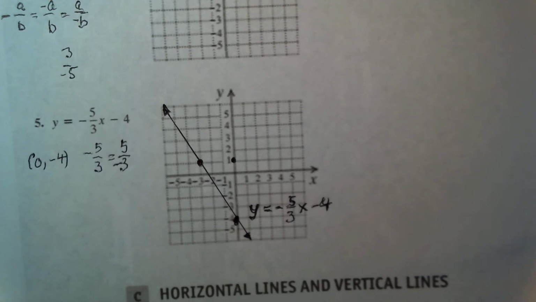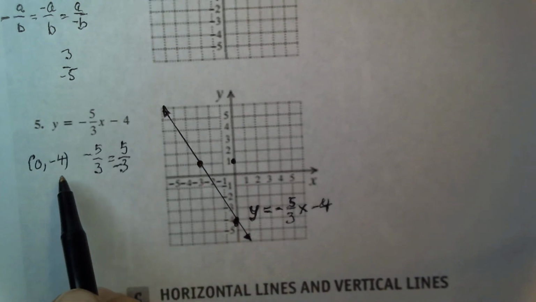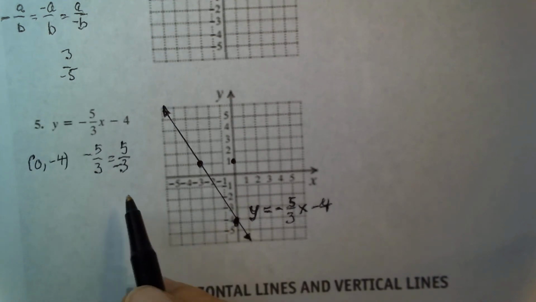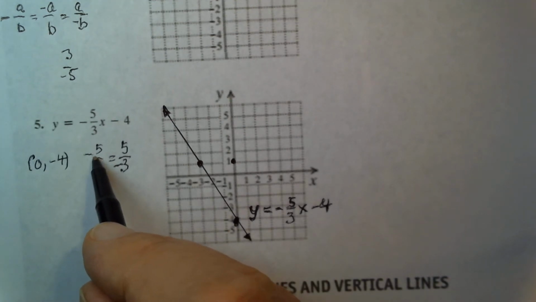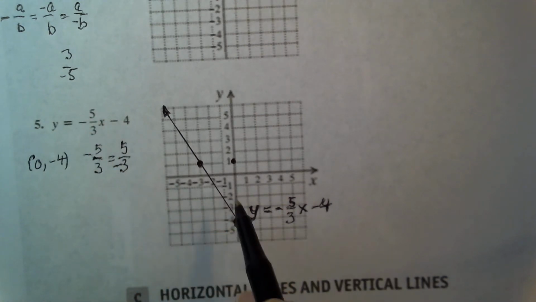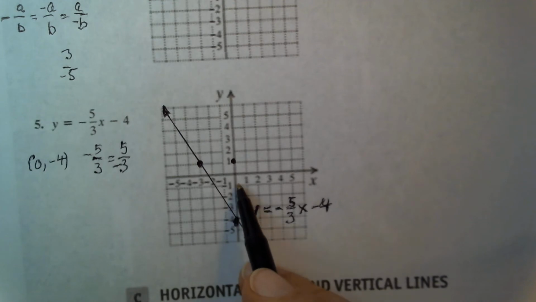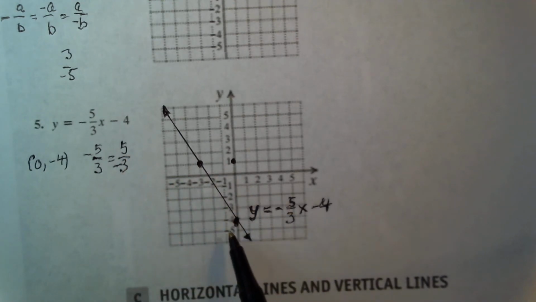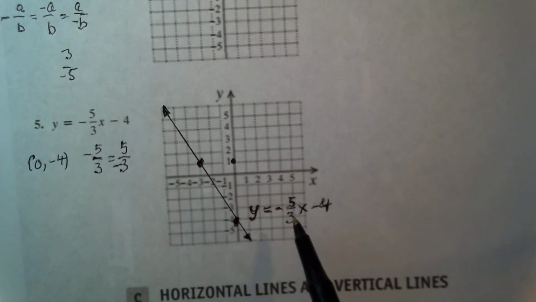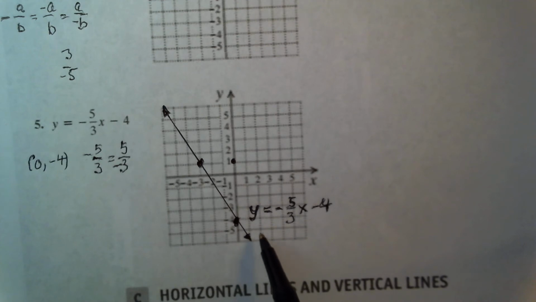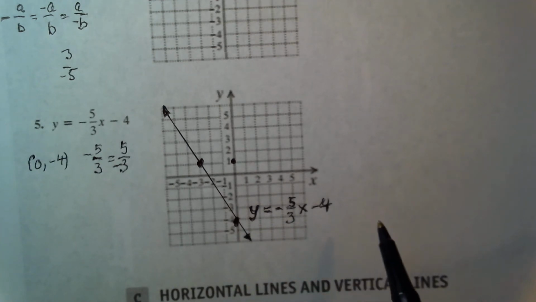So to recap exercise number 5, we started at the y-intercept of 0, minus 4 at this point. We chose to write minus 5/3, our slope, as 5 divided by negative 3. That allows us to go up 5 units and 3 to the left, which gives us our second point. And then we connect these 2 points with a line. And that's the graph of y equals minus 5/3 x minus 4.